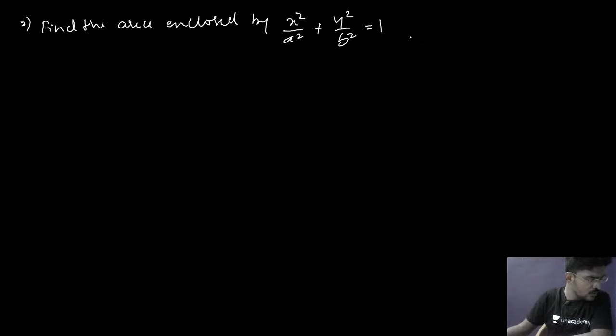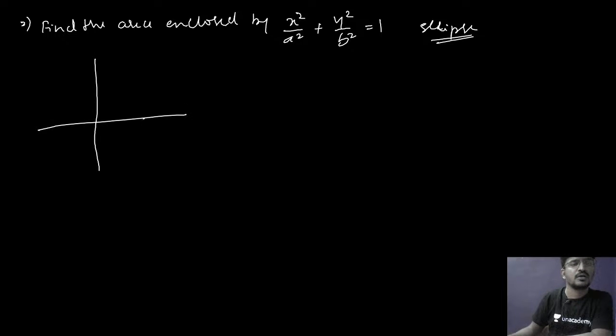Find the area enclosed by x square by a square plus y square by b square equal to 1. That is an ellipse. So from the ellipse you just know that x square by a square plus y square by b square equal to 1.